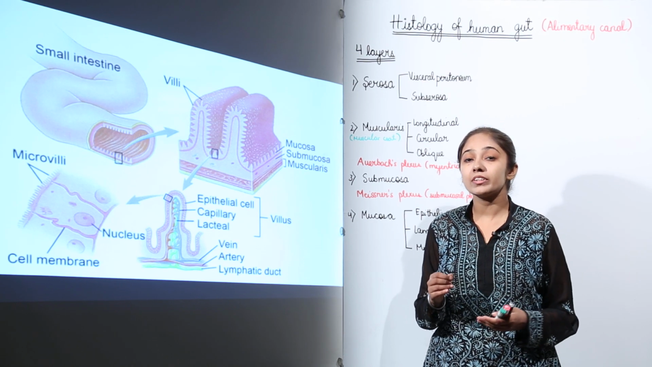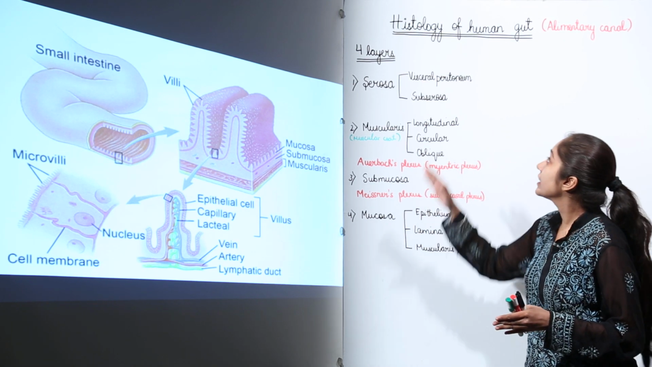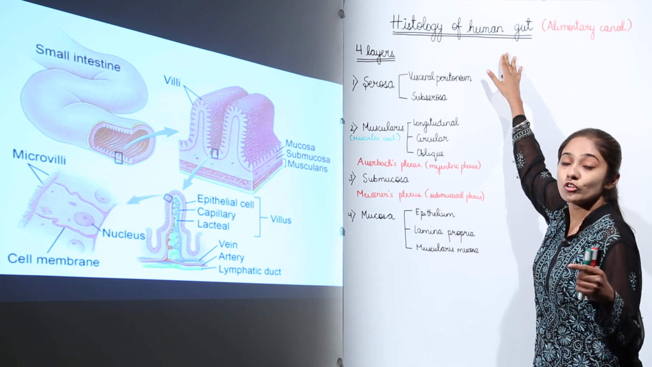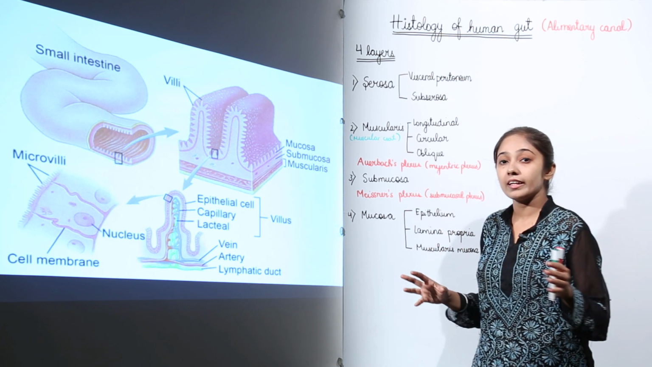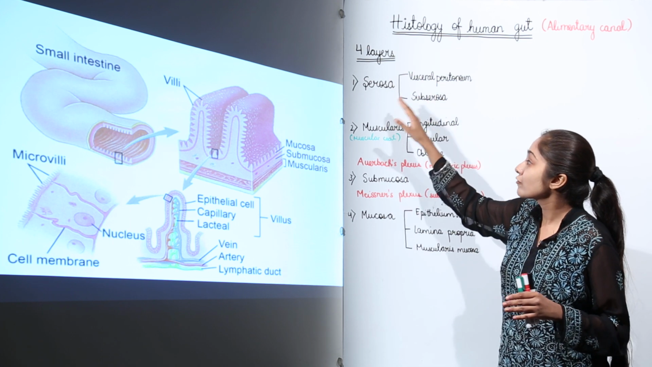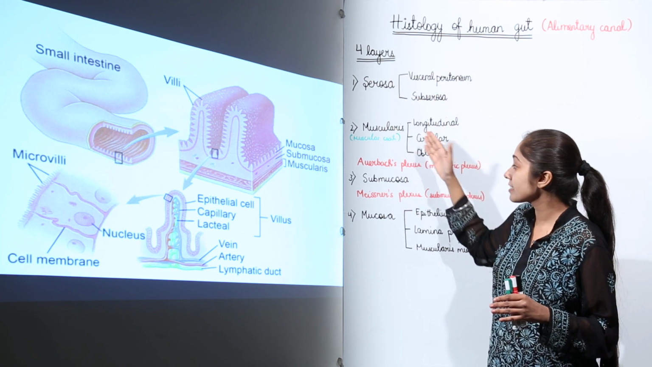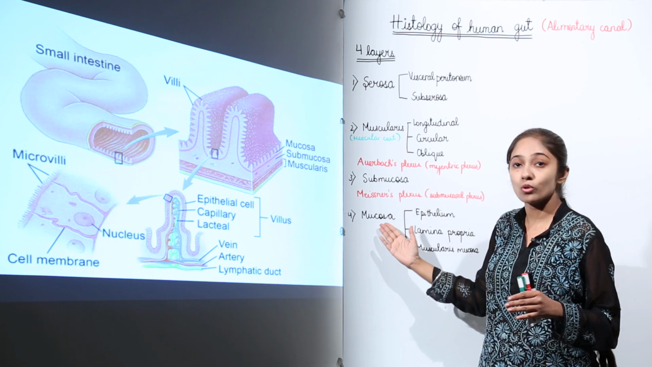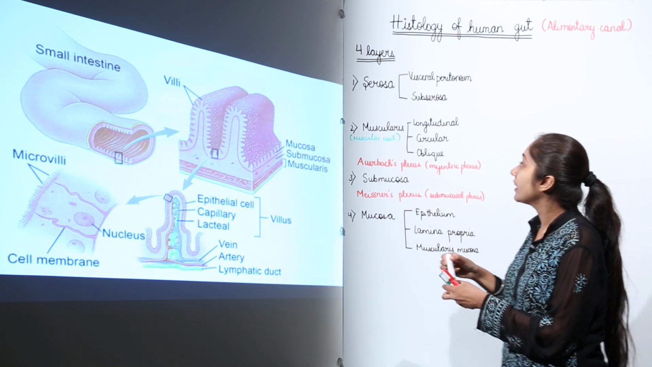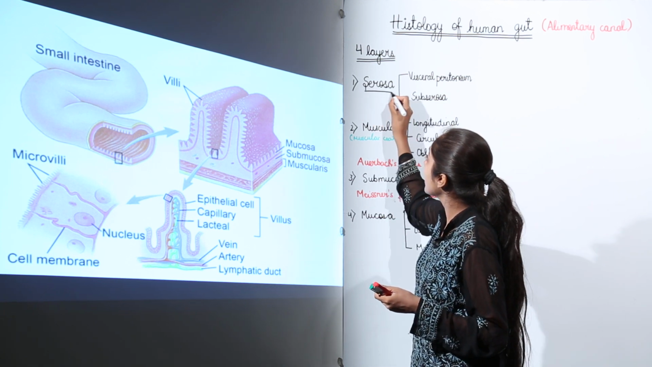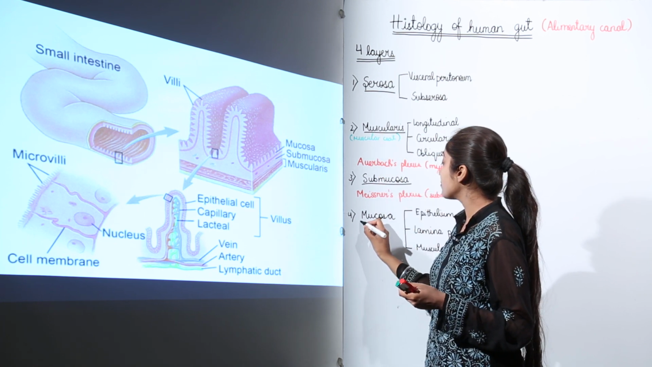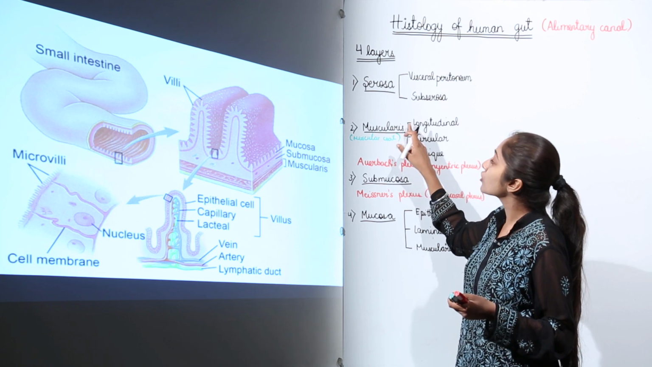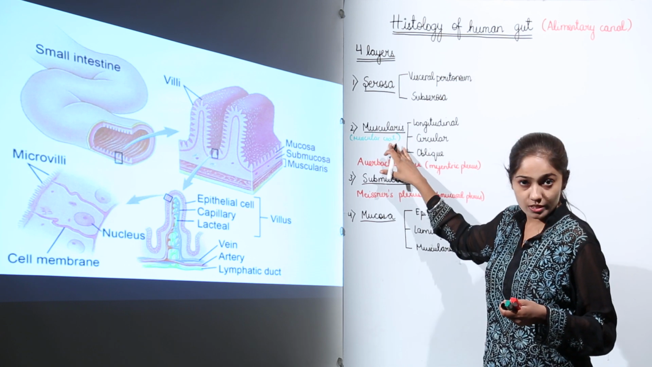Now let's begin with the internal structure or the histology of the human gut, which you also call the alimentary canal. In the gut there are 4 layers. The 4 layers are namely, remember, serosa, muscularis, submucosa and mucosa. You can also call muscularis the muscular coat, right.